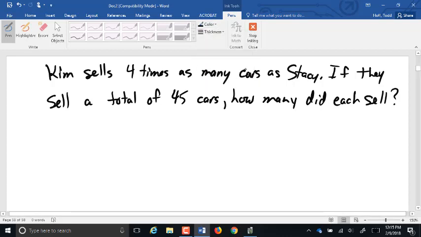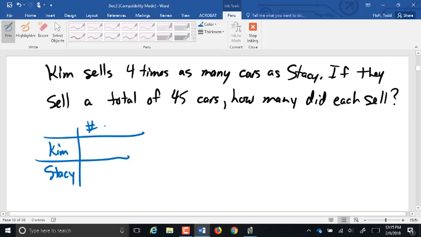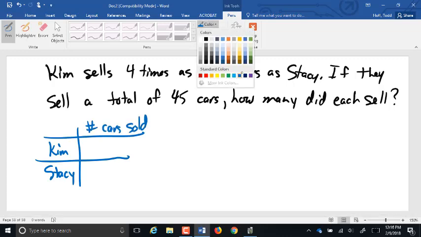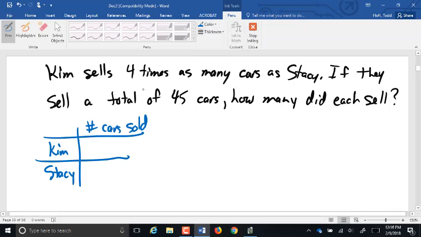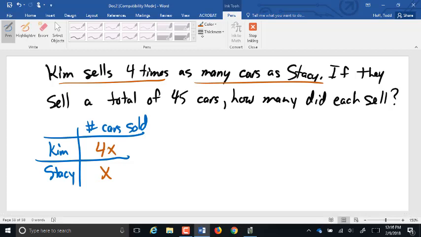So once again, we have two things we're looking for here. We have the two people, Kim and Stacy, and we're looking for the number of cars sold. Once again, one of them is calculated from the other. Kim is 4 times as many as Stacy. So if we know Stacy first, we'll let that be X. Kim is 4X.